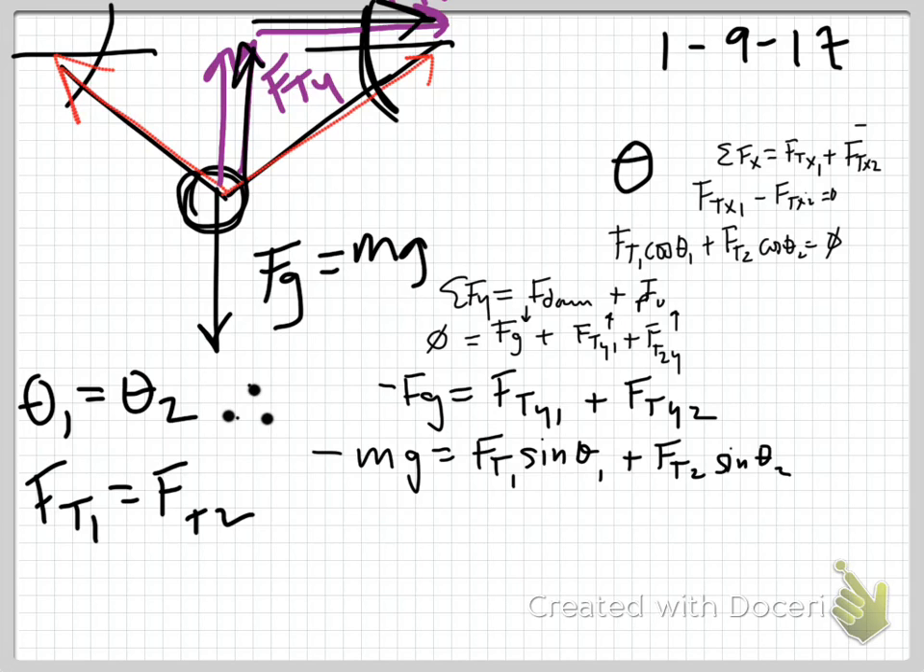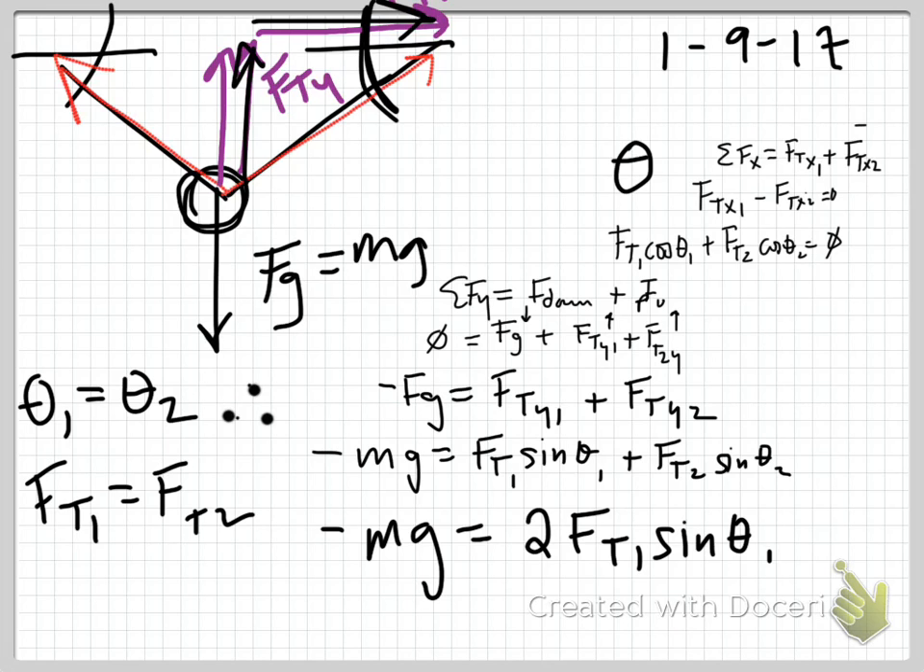Therefore, what we can do is say that negative mass times gravity equals 2 times F of T1 sine theta 1, because they're equal. So we're just doubling that force of tension. When we solve then for F of T, we're going to be finding the force of tension in just one cable. And the most common kinds of these problems are where you're asked to find the force of tension in the cable.